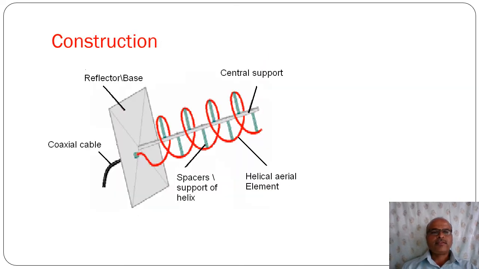So we will see the construction of this helical antenna. This is a coaxial cable, this is a reflector or base, then spacers, support for the helix, and the helical aerial element. This is a helical structure as shown in this figure, and this is the central support rod.